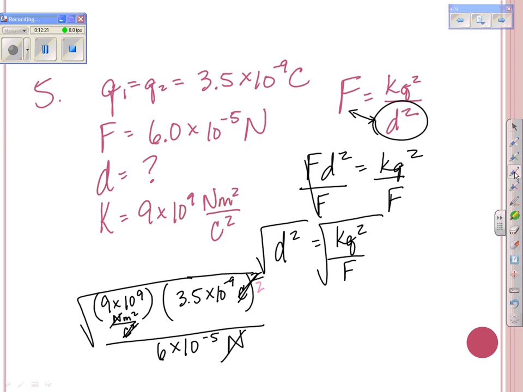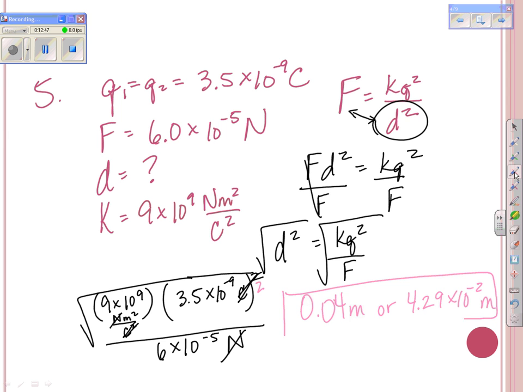Always make sure you hit the equals button after you do your inner calculation before you hit the square root. Otherwise, the calculator won't work for you properly. So when you get done doing that calculation, you should get an answer of 0.04 meters that they were apart, or 4.29 times 10 to the negative 2 meters.